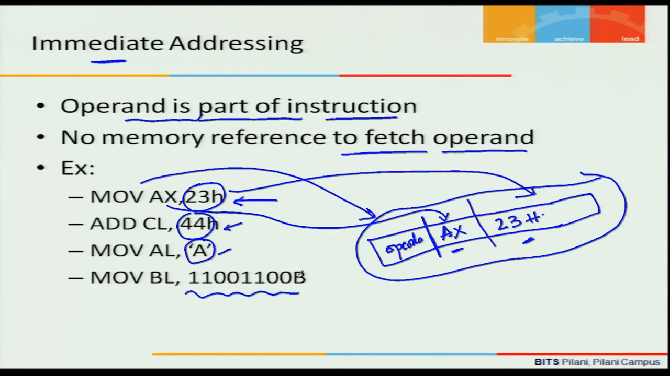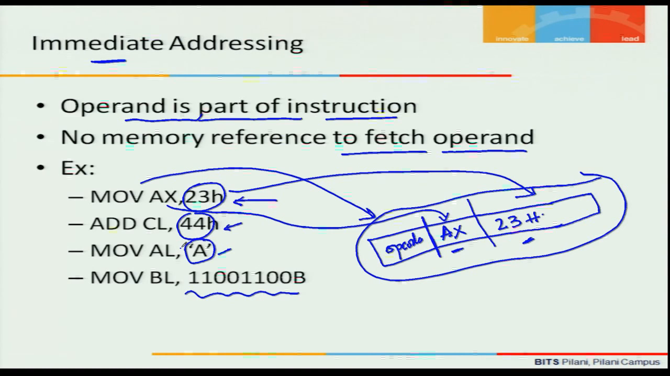So you can see here that as far as this immediate addressing mode is concerned, one of the operands, which is the destination operand, is a register, and the other is an immediate value. But this immediate value is coded along with the instruction, and I don't do a separate memory reference for getting these values and then putting them in the corresponding registers, or for that matter any memory location.